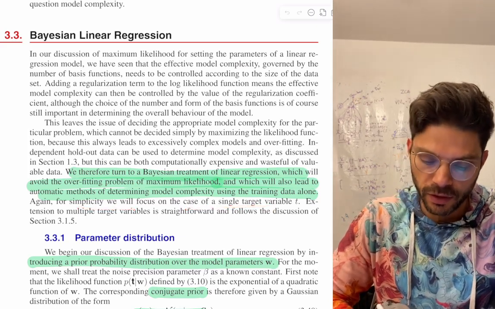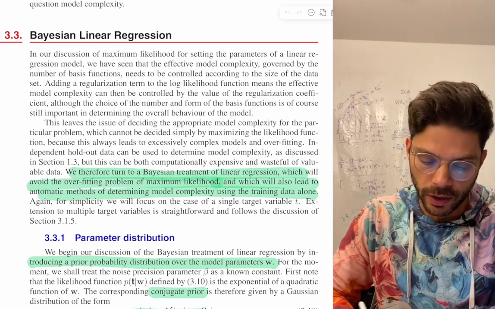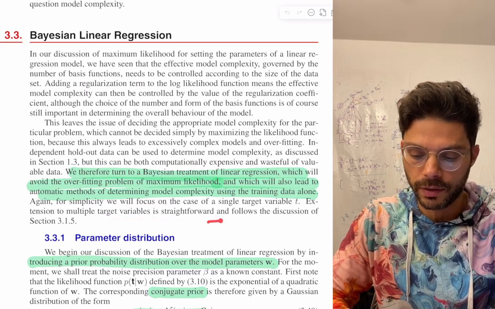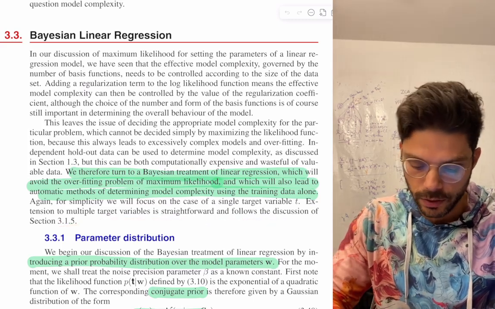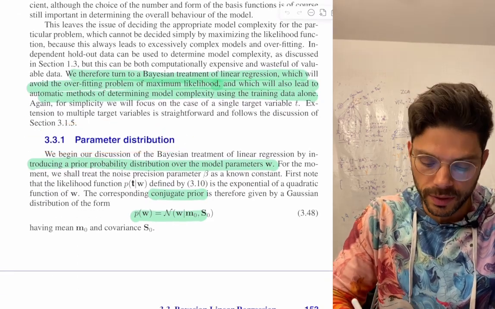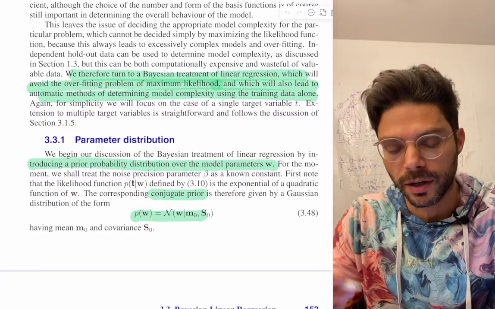Okay, so it's just going to have a single channel. We're not going to have a multi-channel situation. Extensions to multiple target variables are straightforward and involve the discussion that we already chatted about. Okay, so this is what we're going to talk about, the parameter distribution, W. What's going to be the probability of W given the data?